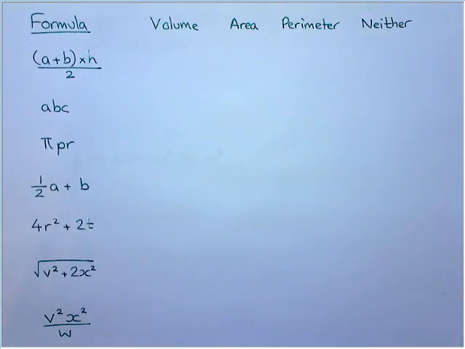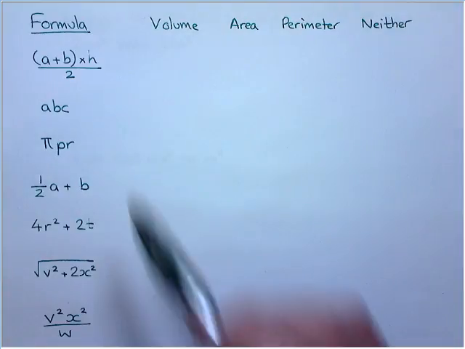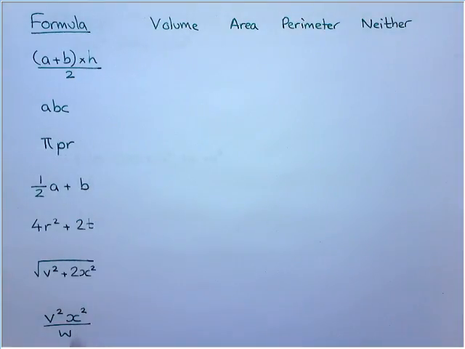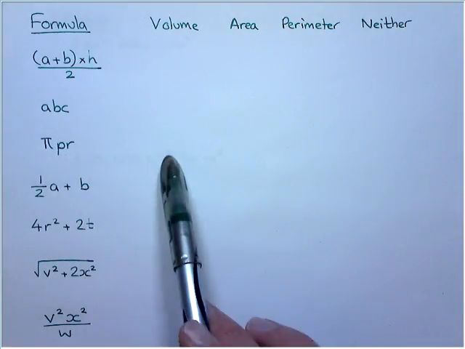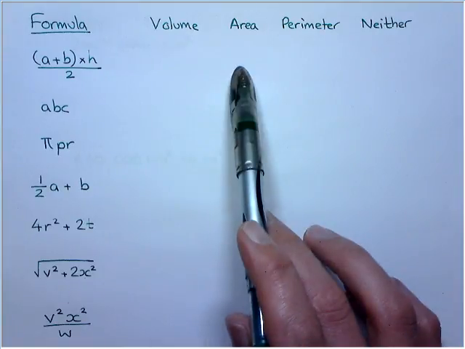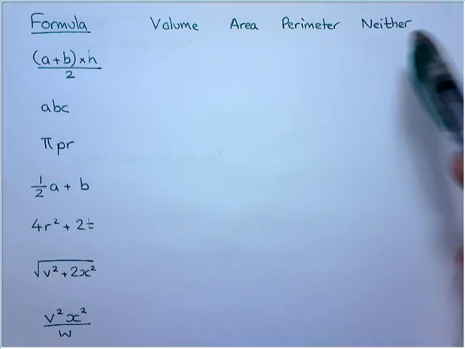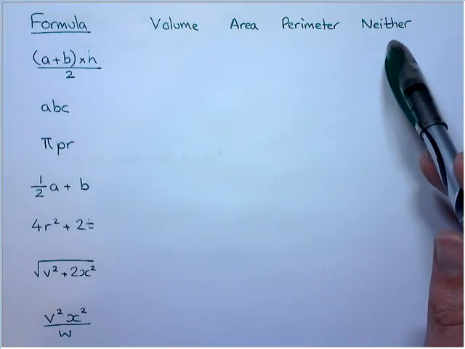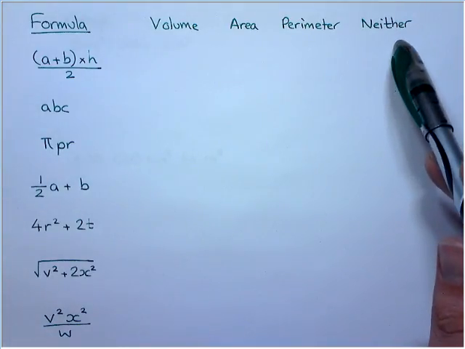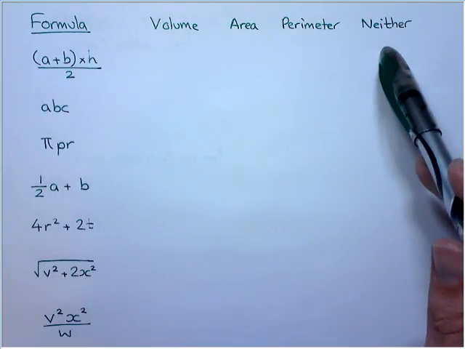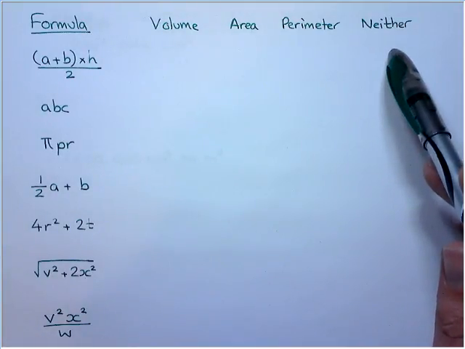Guys, this is a topic that doesn't often come up these days, but it can do, and it's pretty easy to get your head around. Sometimes they ask you whether a formula could be a formula for a volume, a formula for area, perimeter, or neither. And what we mean by neither is if it represents 4 dimensions, or there's a mixture of dimensions, like a combination of 2 dimensions and 1, which is impossible to happen.